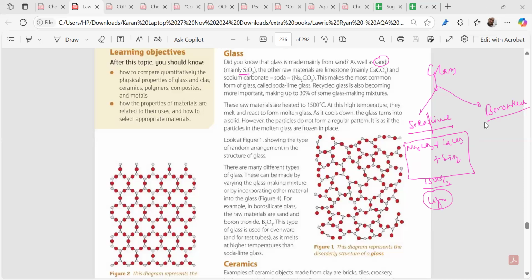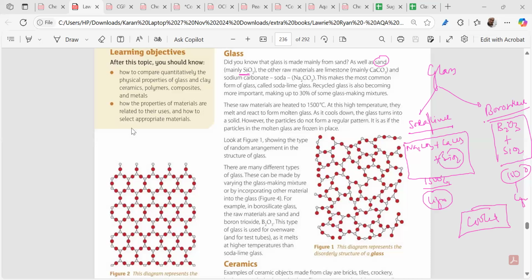Both soda lime and borosilicate glass, the same processes will be there. We take the components of SiO2. In borosilicate glass, what do we take? We take boron trioxide and we add SiO2, and we heat it at 1500 degrees centigrade, and it converts to liquid and it is cooled.